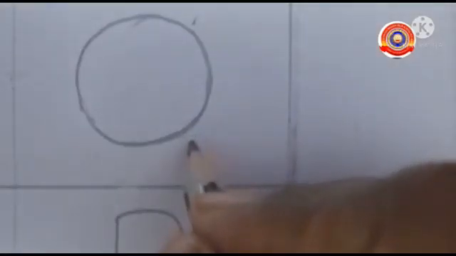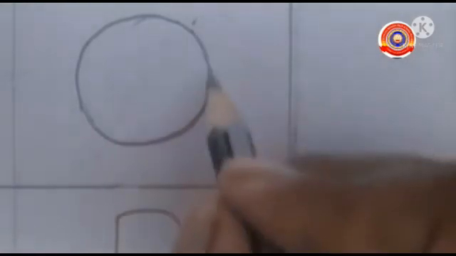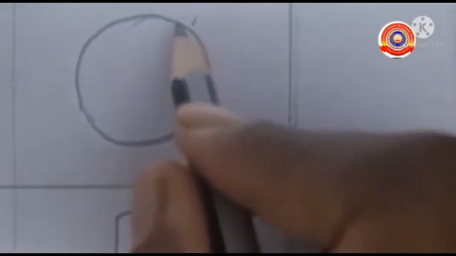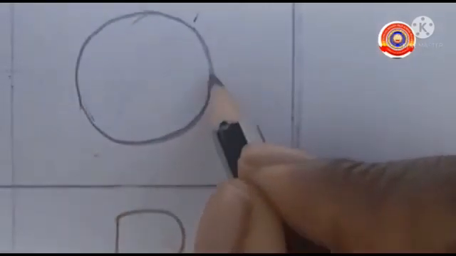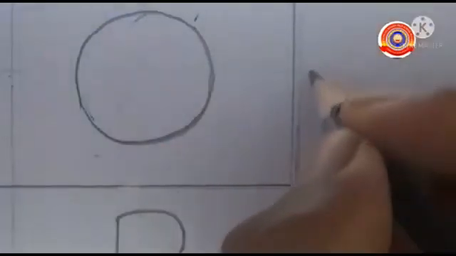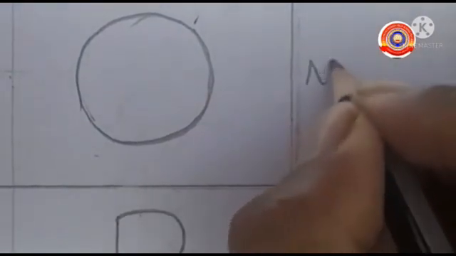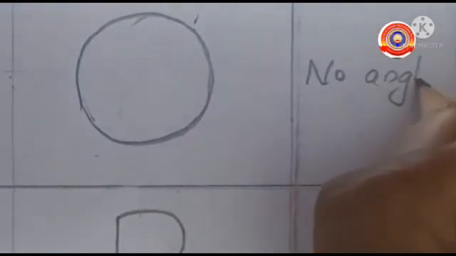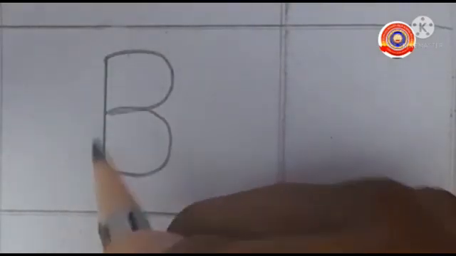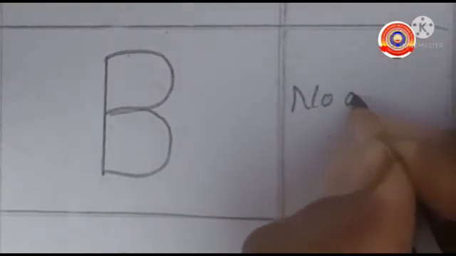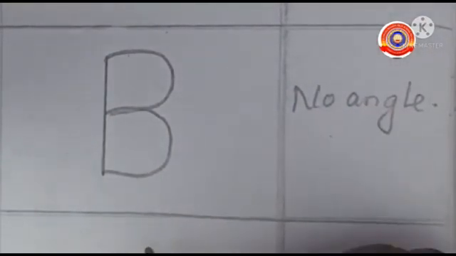Here the letter O. The letter O is formed by a curved line. So we can say that the letter O has no angle because it is not formed by any straight line. Here is the letter B. In this letter, only one straight line and other lines are curved. And also here, no straight lines are joined. So we can say that the letter B has no angle.